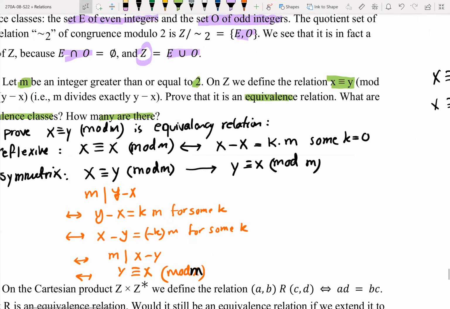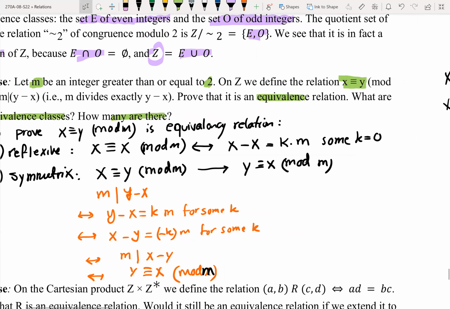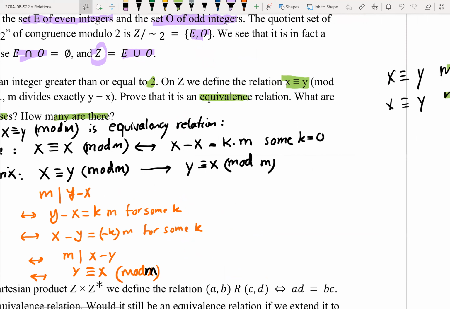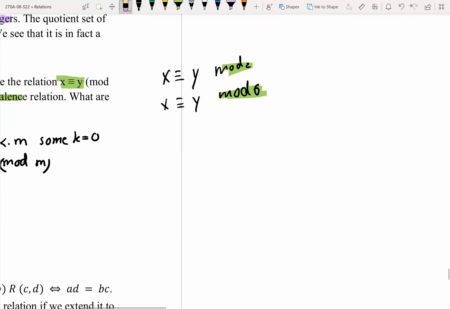I need room to write the transitive. I'm going to move on. Is that fine? Can I move on to this one? Can I go this side? Fine. So one more time. Your transitive.